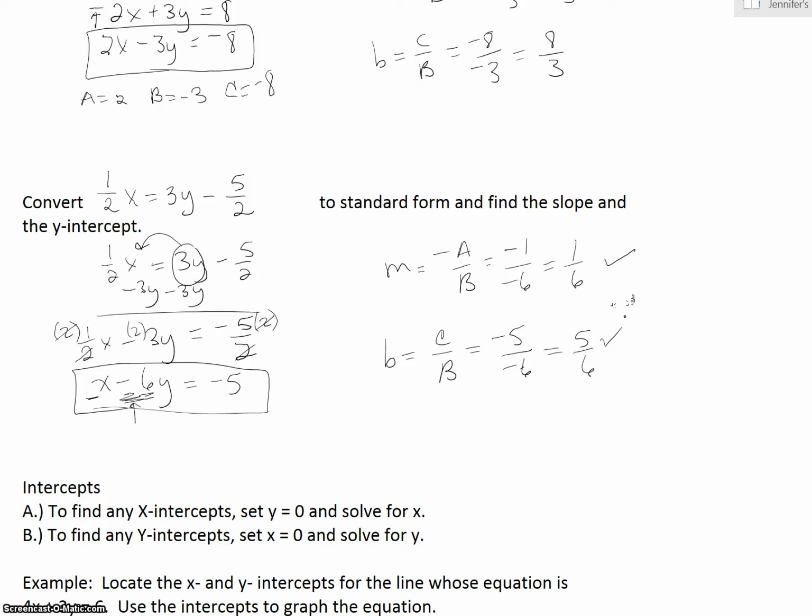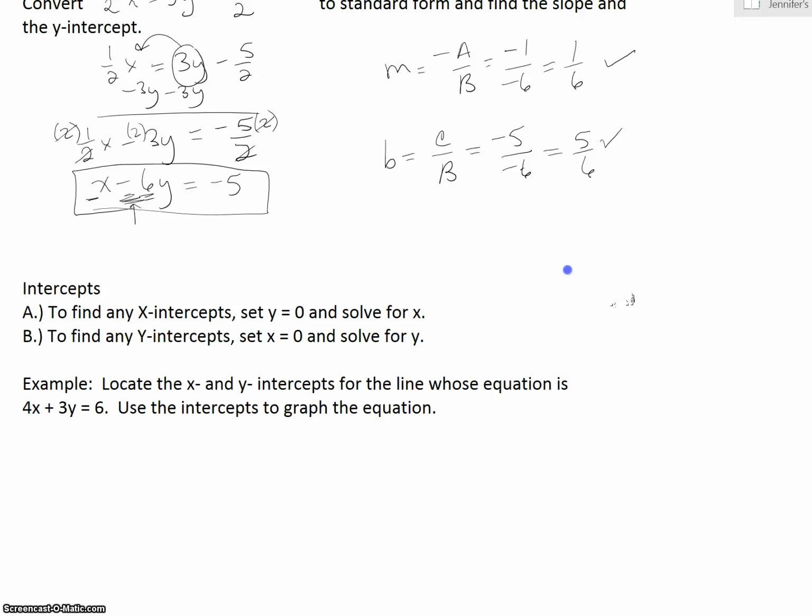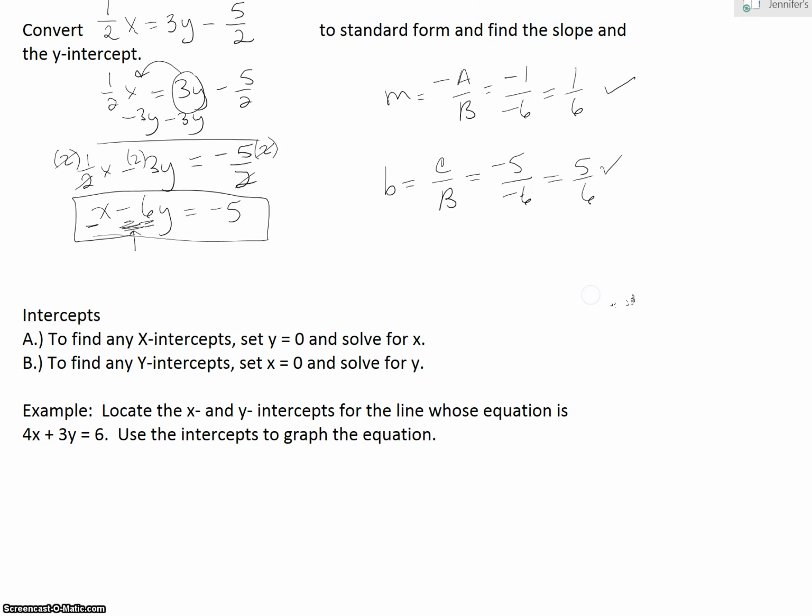All right, that's the end of standard form. Now let's talk about intercepts. This is a review. You've done intercepts before. To find any x-intercepts, you would set y equal to 0 and solve for x. And to find any y-intercepts, you would set x equal to 0 and solve for y. So you plug in 0 for the opposite one that you're looking for. If you're looking for the x-intercept, you put 0 for y. If you're looking for the y-intercept, you put 0 for x.